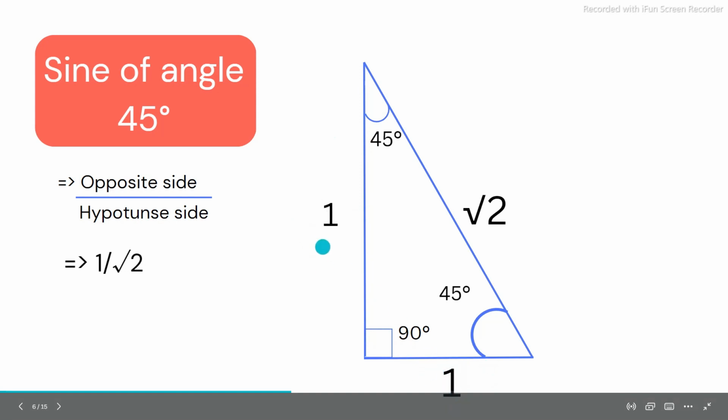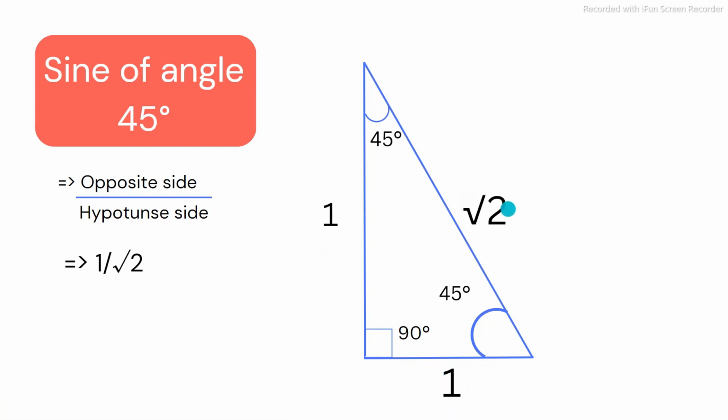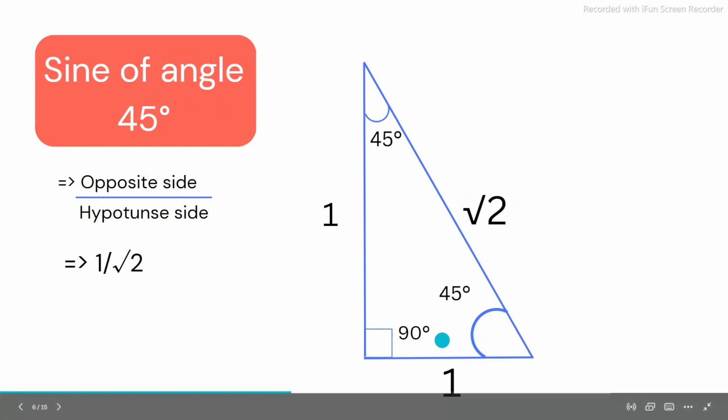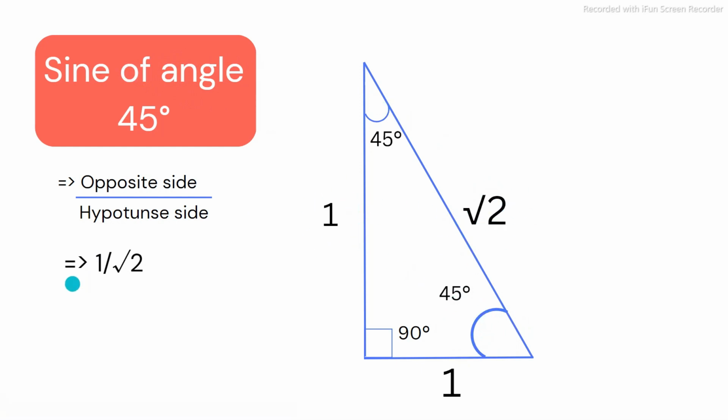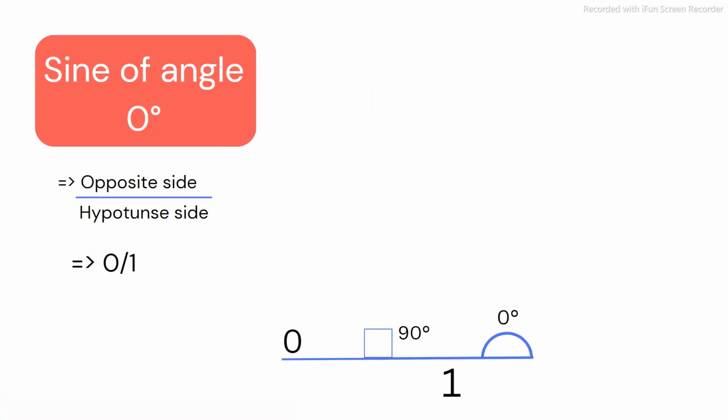Therefore we got our values as 1 and 1, and using the Pythagoras theorem we can find this as root 2. And therefore the sine of 45 degree, if we take with respect to this 45 degree, means opposite divided by the hypotenuse. Therefore we got a value of 1 by root 2, and this is the sine of 45 degree. After that, we have the sine of 0 degree.